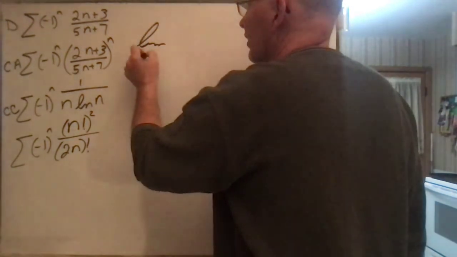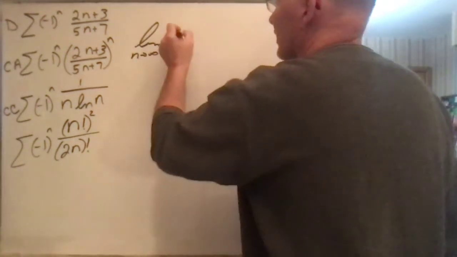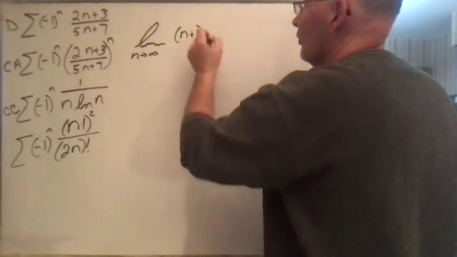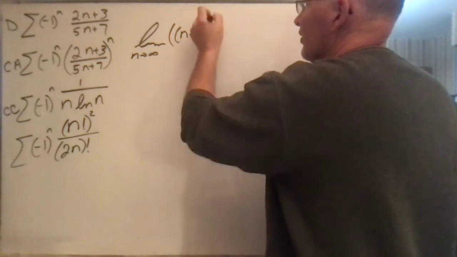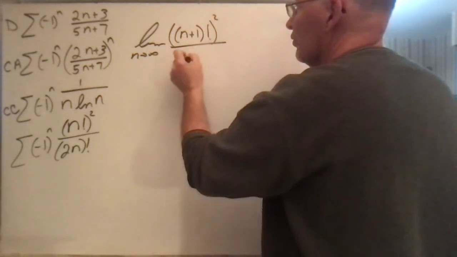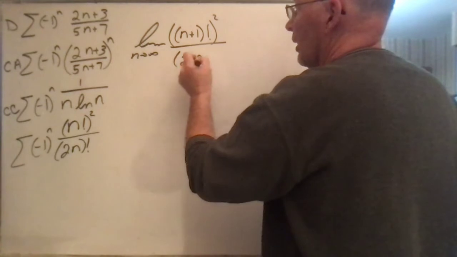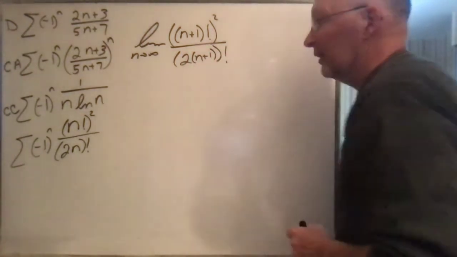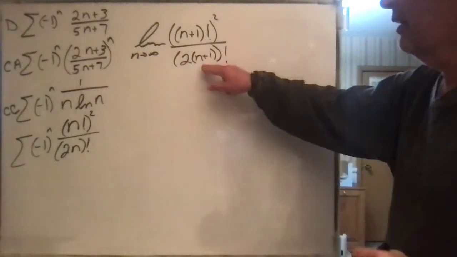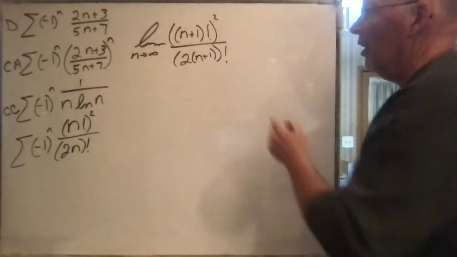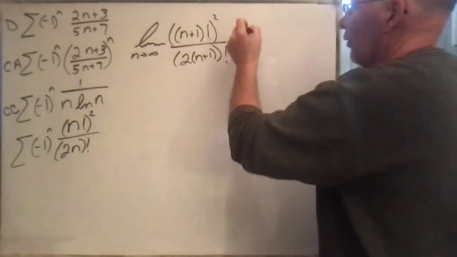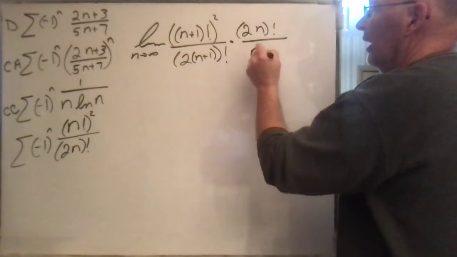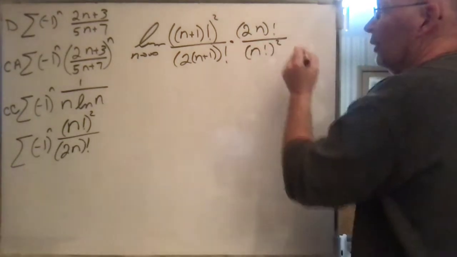So here we go, n goes to infinity. Every place I see an n, I put an n plus 1, so it's going to be n plus 1 factorial, quantity squared, all over 2n plus 1 factorial. Be careful here, it's 2 times n plus 1 factorial. You've got to be really careful there. See that? All divided by, so now I'm going to flip it over and get 2n factorial over n factorial squared.